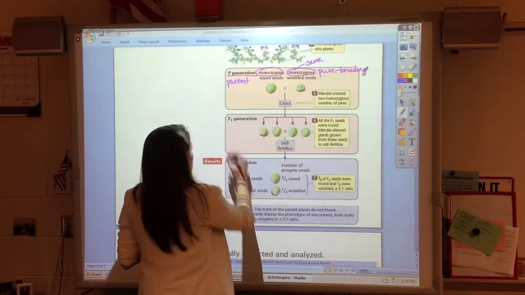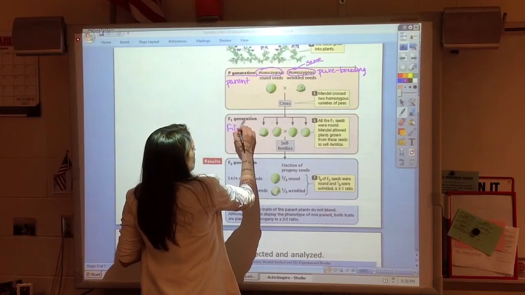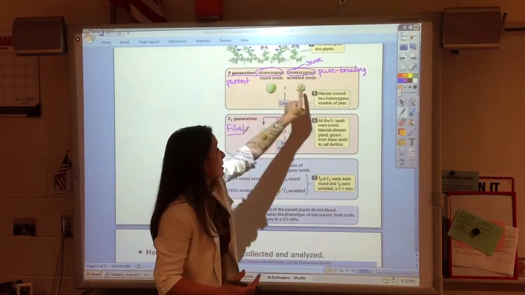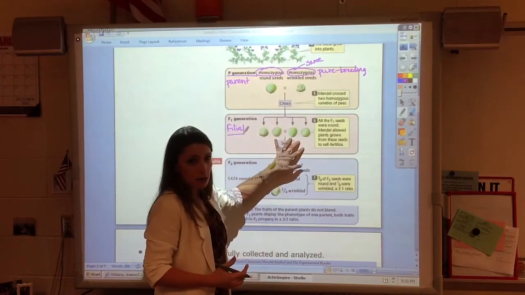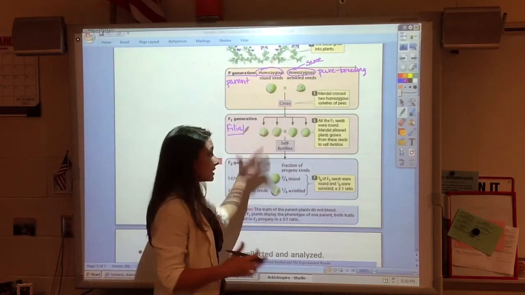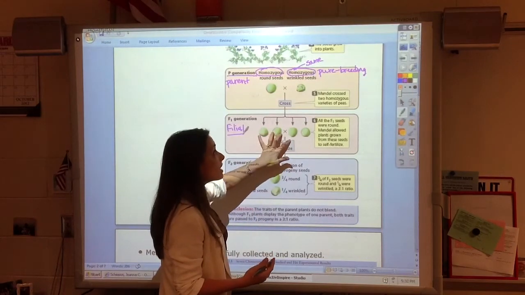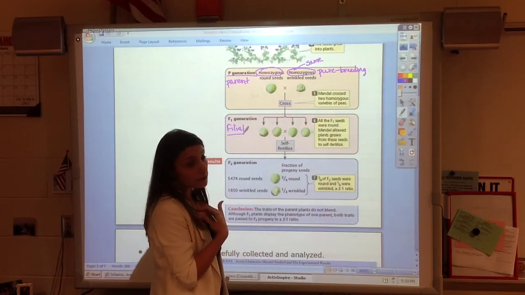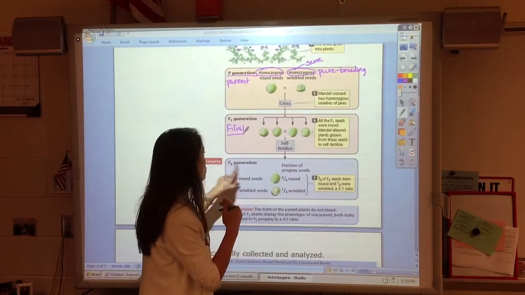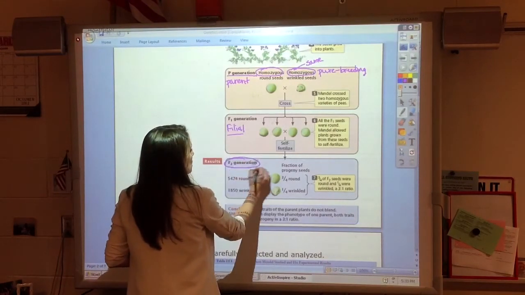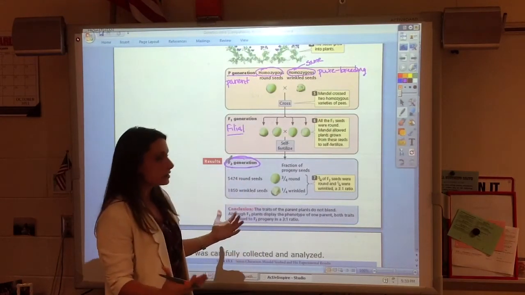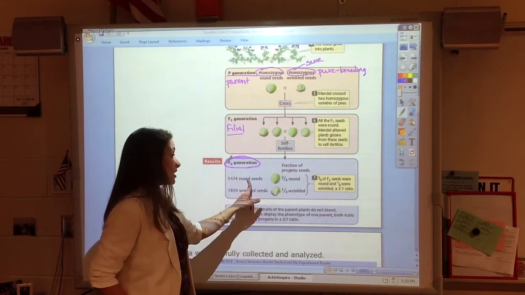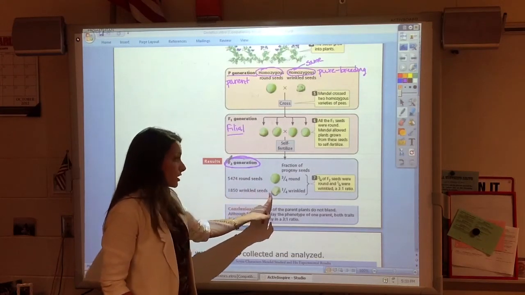What he saw in the F1, F stands for filial. This just means the first rounded offspring. So round times wrinkle, he got all round. So it seemed as if the wrinkle was disappearing. Then he let these particular round plants mate with themselves. And what he would see in the F2 generation, and this is where the data usually starts to reveal itself. In the F2 generation, he saw 5,474 round seeds, 1,850 wrinkled seeds.